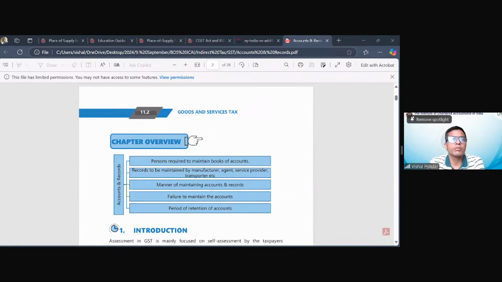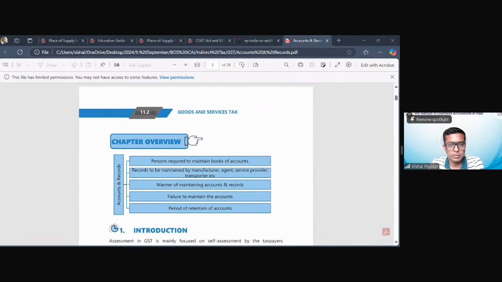The law has used the words books and records. So what do records mean? Books means something like a ledger. Ledger is a book, cash book is a book. All these are books. And then what is a record? Records are those documents which are supporting, like invoices, delivery challans, e-way bills. These are the records. So in this particular case, the point is that we are going to study the accounting and the records part.